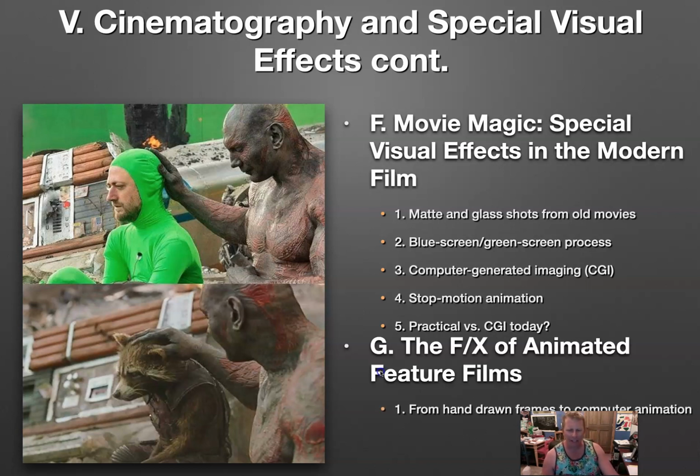And so the FX of animated features: they used to hand draw every single cell. In fact, Disney did 24 frames per second for an hour and a half movie for Snow White. That's thousands and thousands of frames.